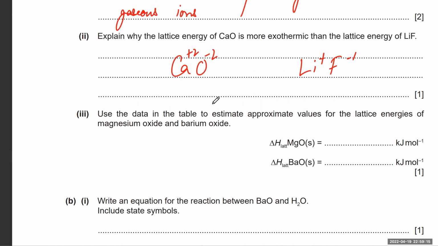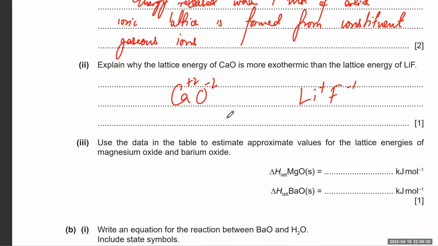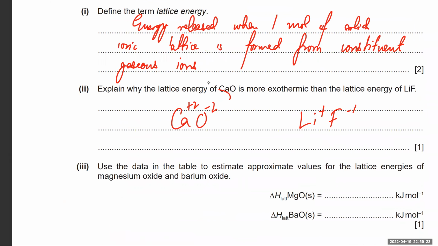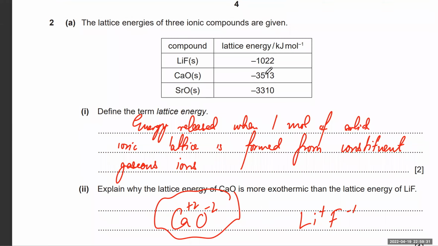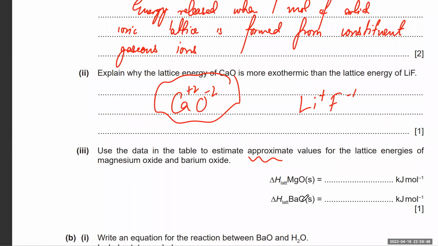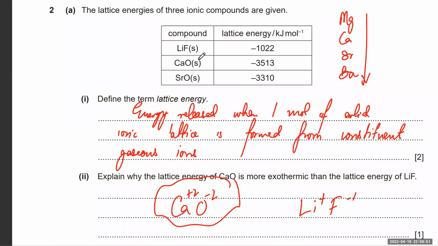The other one: use the data in the table to estimate approximate values for the lattice energy of magnesium oxide and barium oxide. So you've got calcium oxide, right? And you've got to approximate, right? Calcium oxide is given over here. That's -3513. So you've got Mg, you've got Ca, you've got Sr, and you've got Ba. So the ionic radii are increasing. The charges remain the same. So they're talking about MgO and BaO. So MgO, is it going to be higher than this or lower than this?